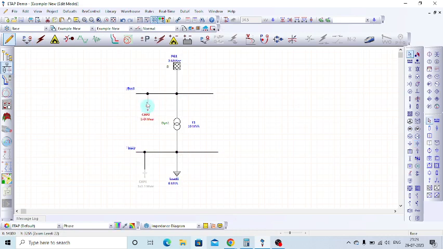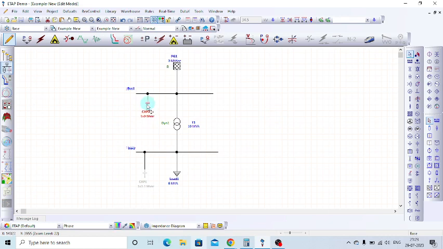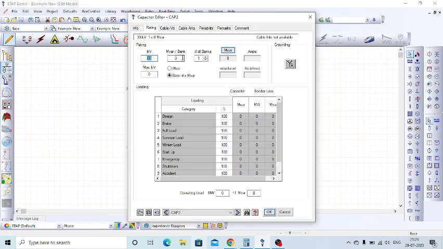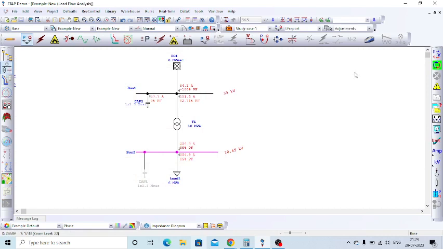Just I am connecting the capacitor bank at the high voltage bus. So earlier I considered a 3.3 mvar capacitor bank. The same rating I'm just considering, 3.3 mvar capacitor bank, but the location is not the low voltage 11 kV bus. It is the 33 kV bus. Okay. So can you see the difference?